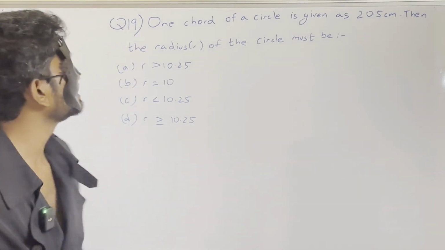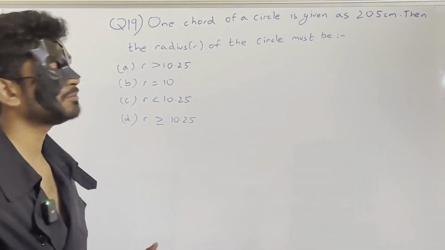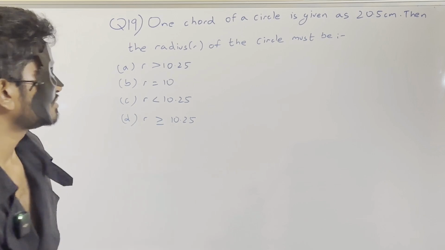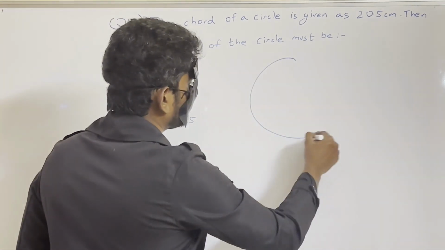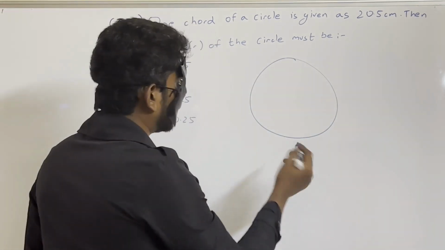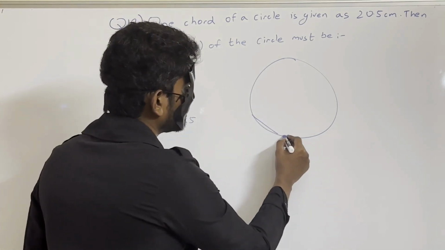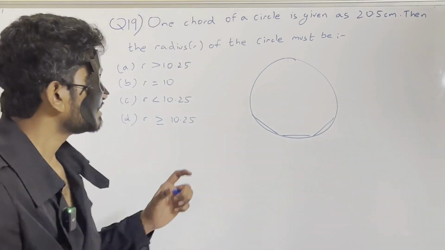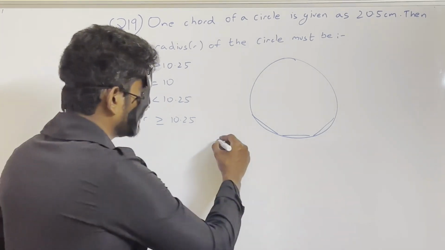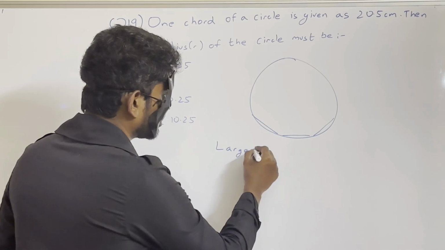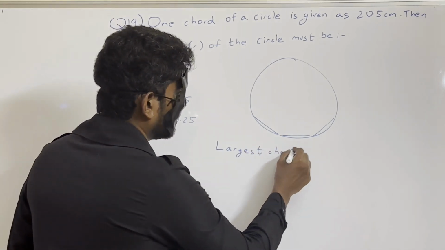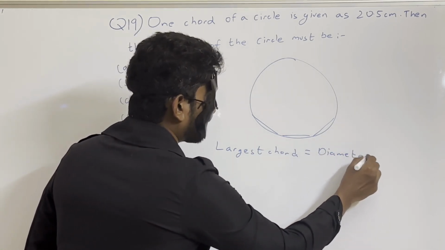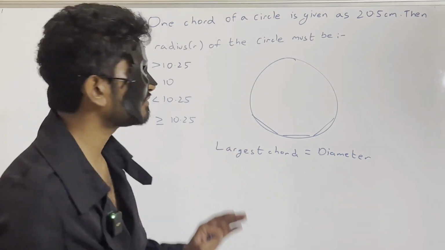So superhumans, next question is, one chord of a circle is given as 20.5 centimeters, then the radius r of the circle must be. So let's consider a circle, and here I can draw as many chords as possible, like this one or a smaller one, but one concept which you need to remember is the length of the largest chord will be equal to the diameter of the circle.